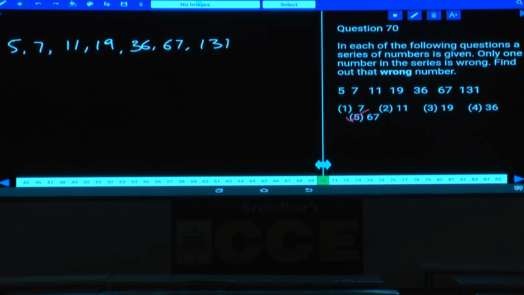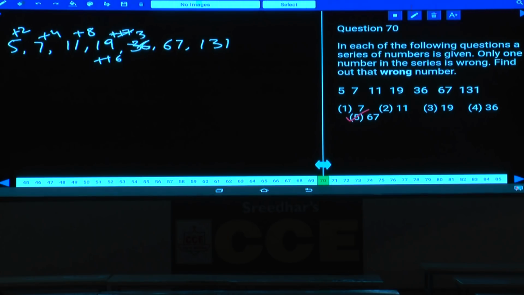5 and 7, tell me the difference between these two. Here the difference is 2, 7 and 11 the difference is 4, 11 and 19 the difference is 8, 19 and 36. What is the difference here? Here the difference is 17. Can this be 17? 2, 4, 8 and the next one must be how much? 16. Now if you take 19 plus 16 is how much? 35 is the correct number.